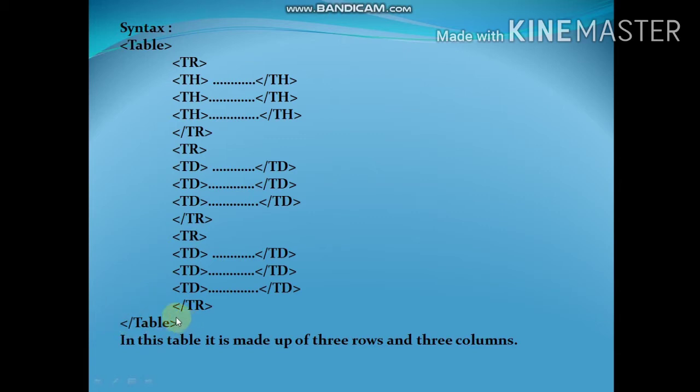In this table, it is made up of 3 rows and 3 columns. That means this one is one row, and this one another row, and this is the third row. And column means this td is a column and this td is a column, like this, 3 columns, 3 rows.